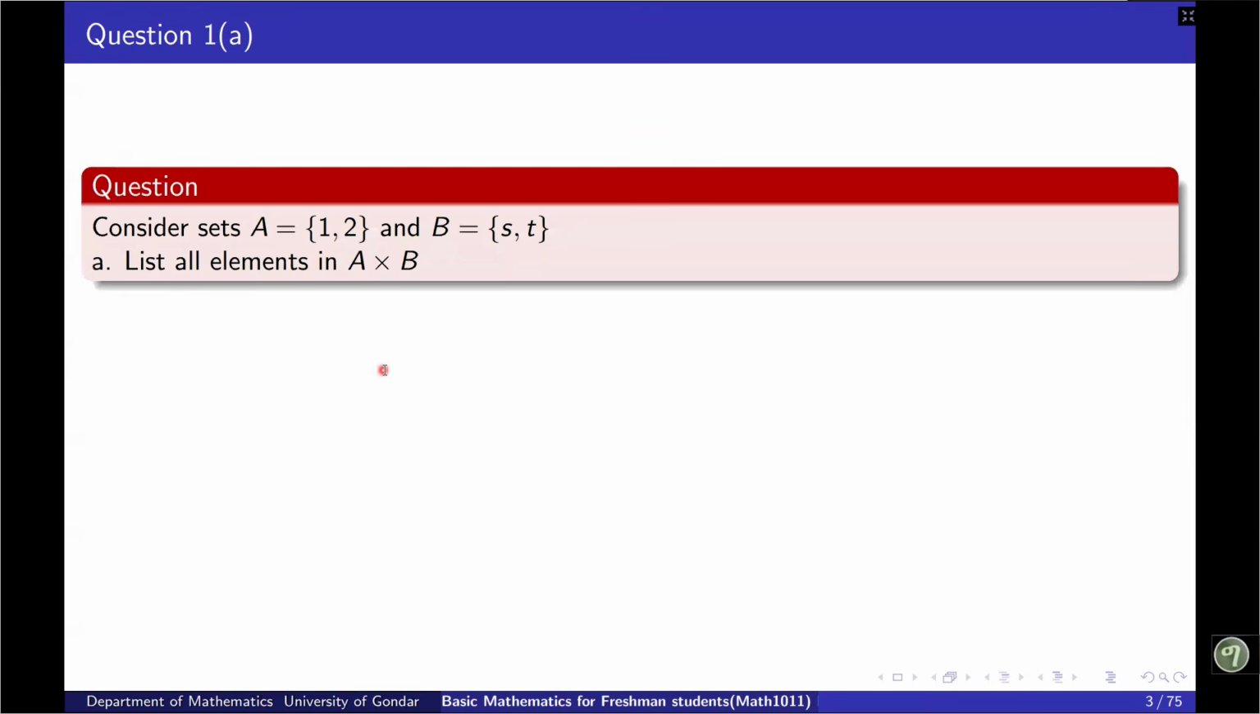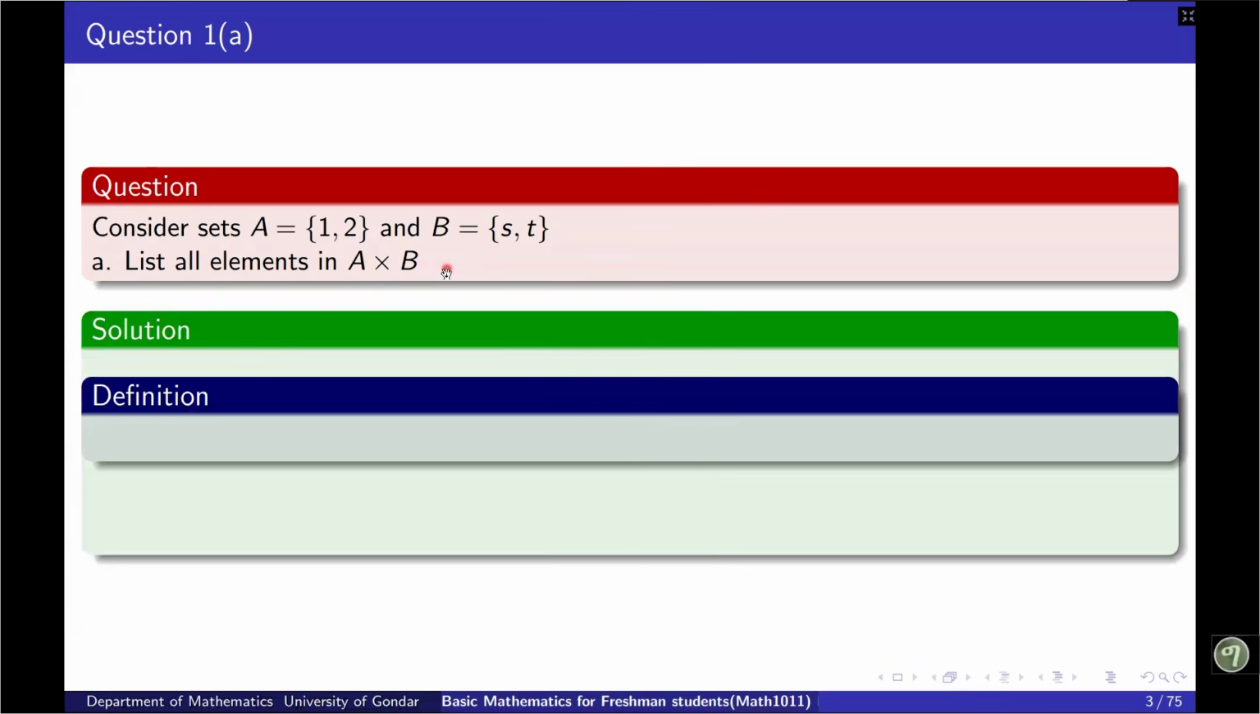The first question is this one, that is question number 1. It says consider set A containing elements 1 and 2 and B containing S and T. Then the first question under this could be list all elements in A cross B.